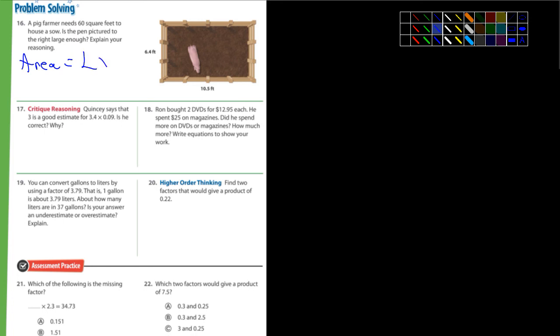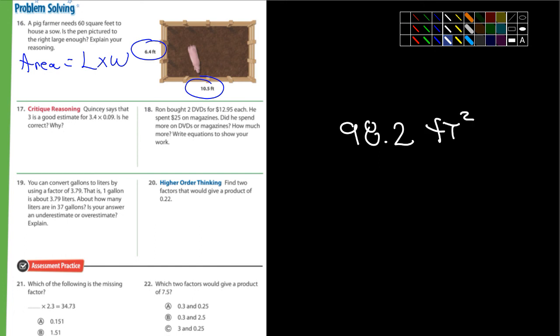Length times width. So it's going to be 6.4 times 10.5. I'll let you guys figure that one out. And don't forget, whatever the answer is, when we're talking about area, let's say the answer is 98.2. Then you would write feet squared. Remember to put that exponent.